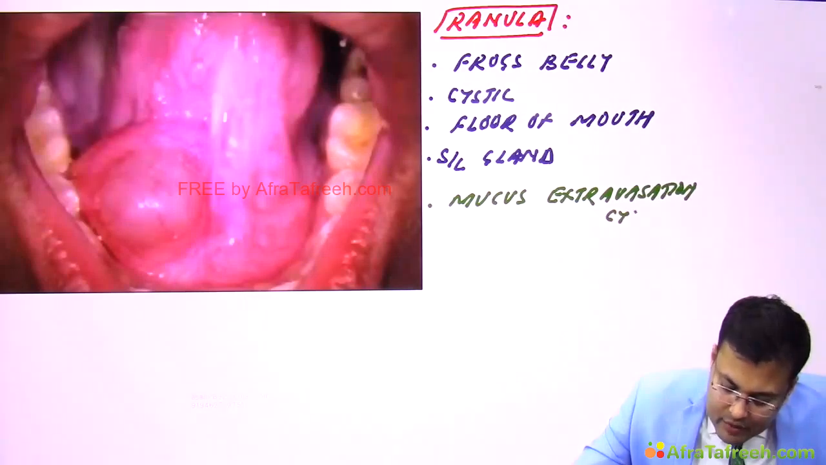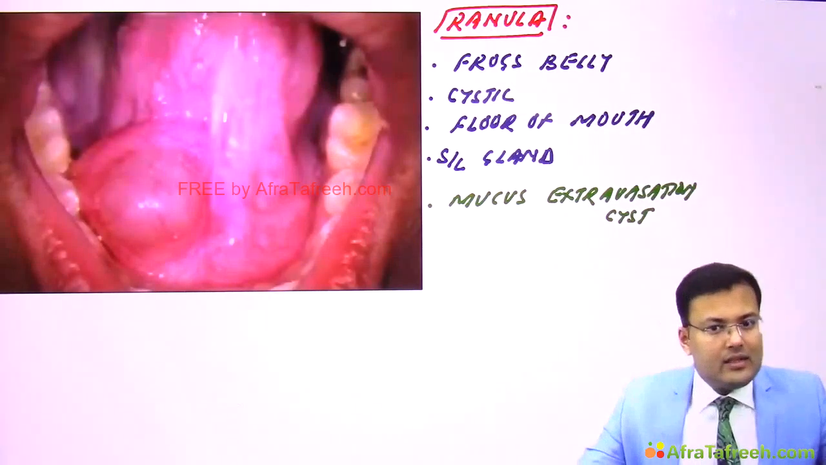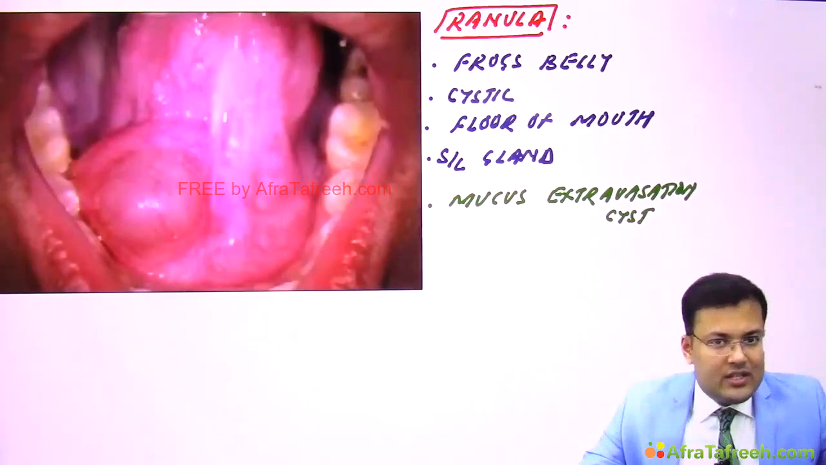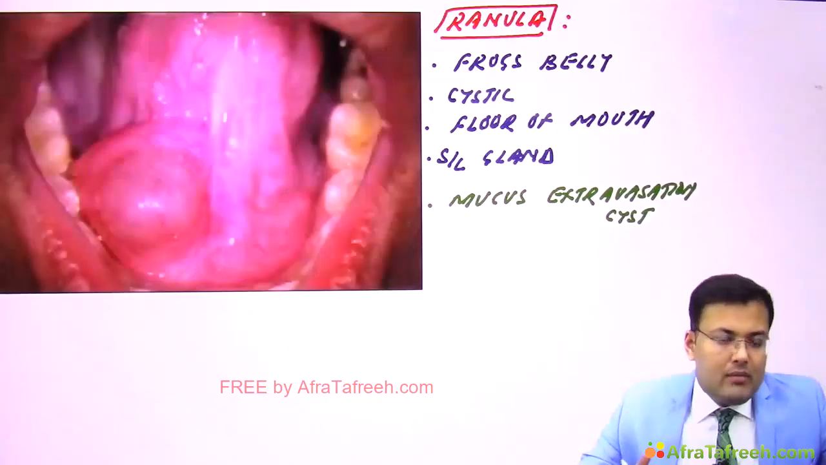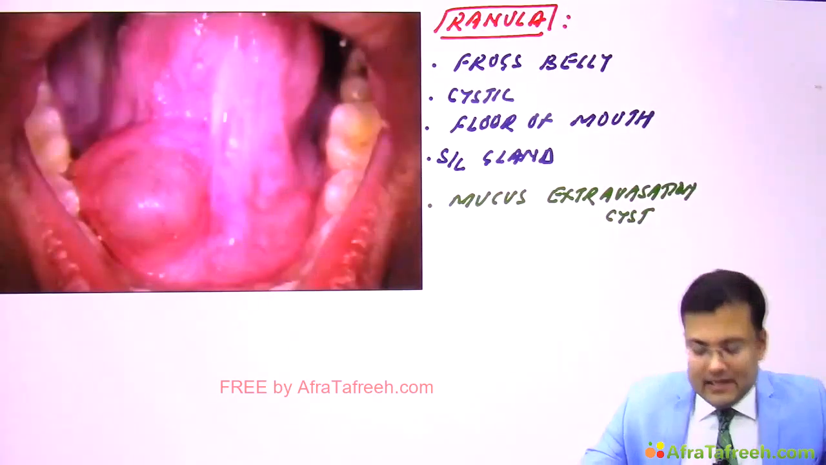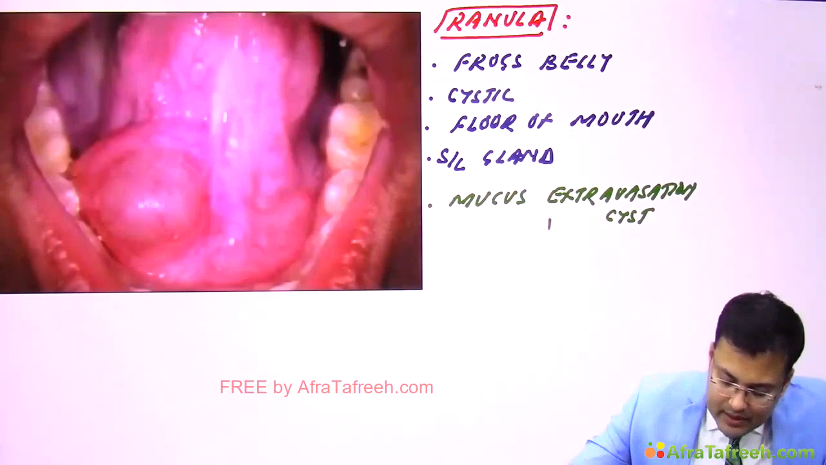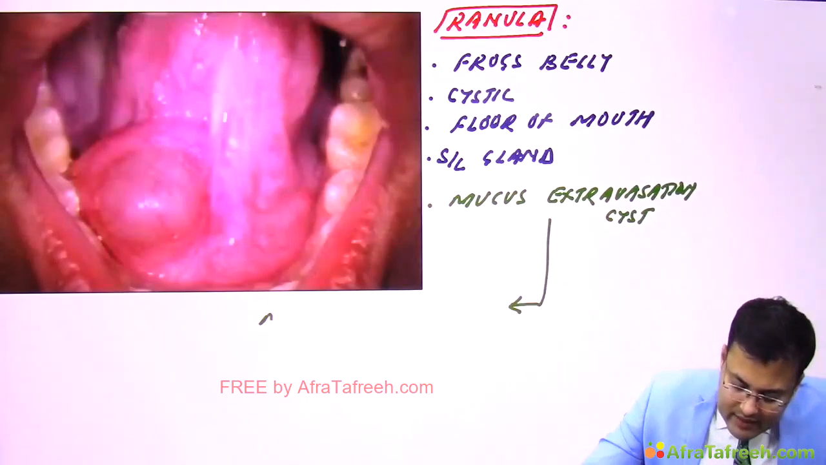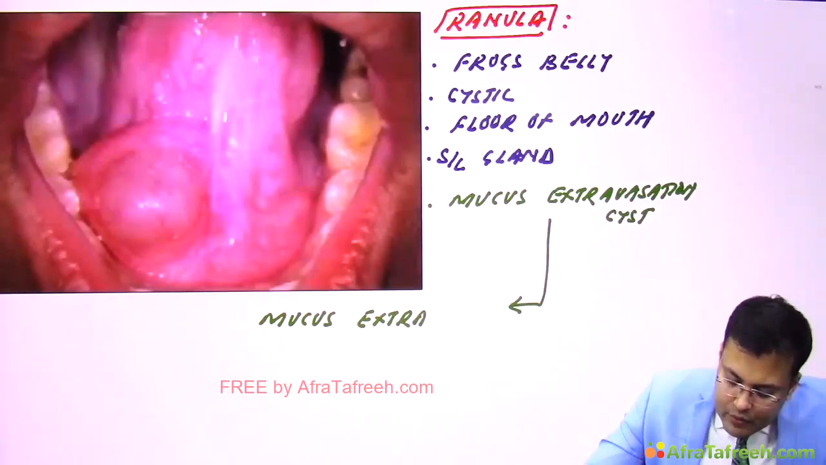Okay, in many books it's wrongly written that it is mucus or it is retention cyst. No, it can be both, but most commonly it is mucus extravasation cyst. So what's the problem here? It is associated with mucus extravasation phenomena.